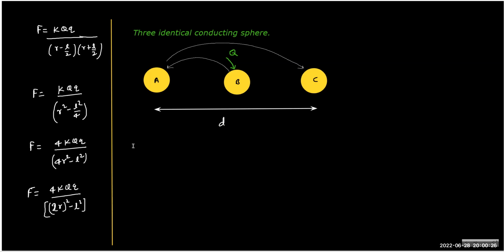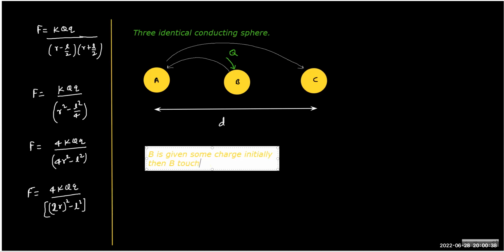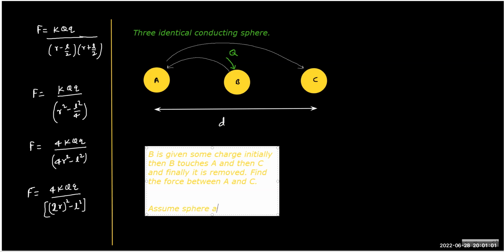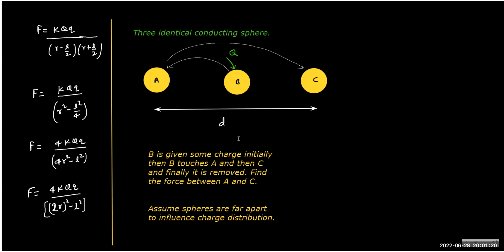So the entire question is: B is given some charge initially, then B touches A, and then C, and finally it is removed. Questions clear?